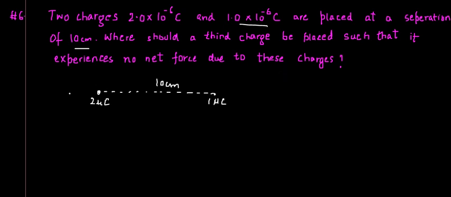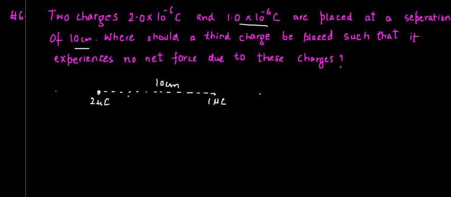Now clearly, if you assume that third charge is positive and place it on the left side, you will see both these charges will repel it towards the left. If you place that positive charge on the right side of the 1 microcoulomb charge, you will see that both these charges will repel that charge towards the right. So let's place that charge in between these two charges, because the left one is going to repel it towards the right, and the right one is going to repel it towards the left. So it has to be placed somewhere in between.